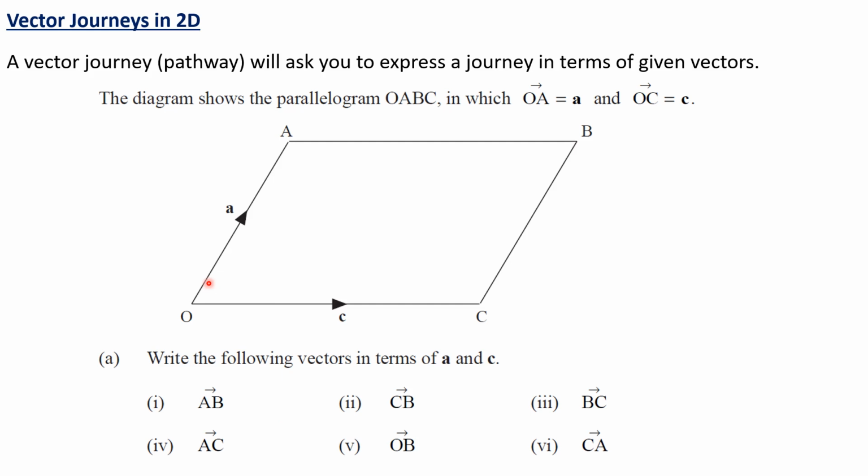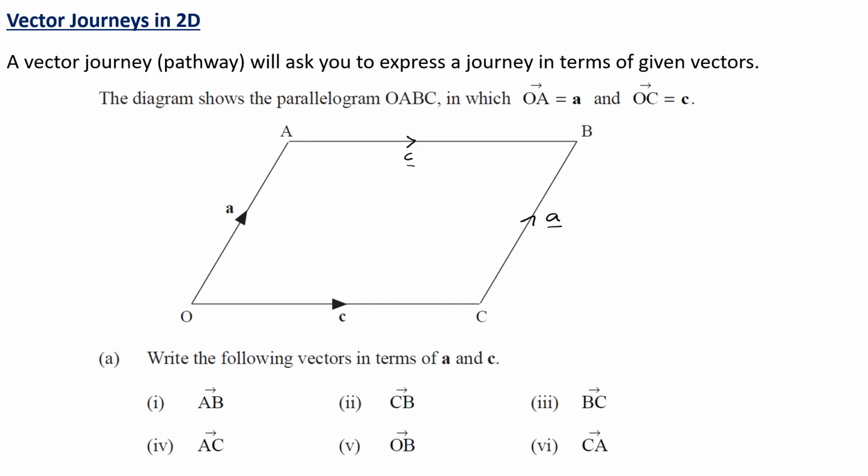So this line is parallel to this line. So if this journey from here to here is called A, that means that this journey from here to here is also called A. From O to C, that's parallel to A to B. So if this journey is called C, this journey will also be called C. Okay, let's have a look at the question.